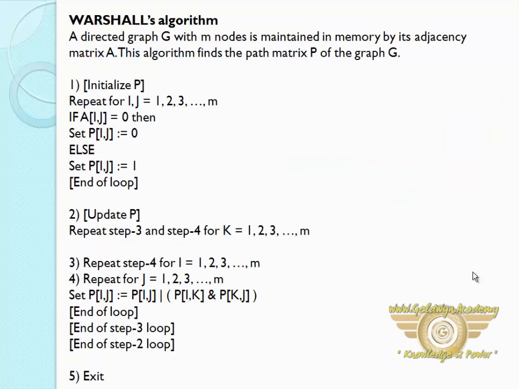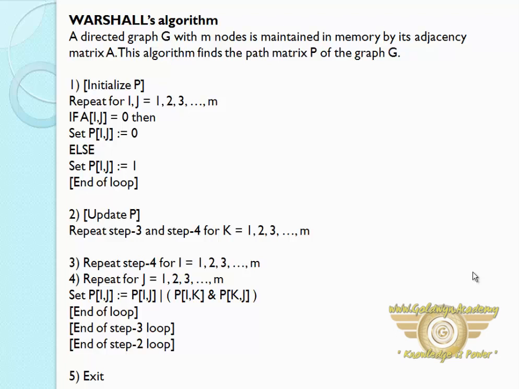Let us see some graph algorithms. The first one, that is Warshall's algorithm. A directed graph G with m nodes is maintained in memory by its adjacency matrix A. This algorithm finds the path matrix P of the graph G.